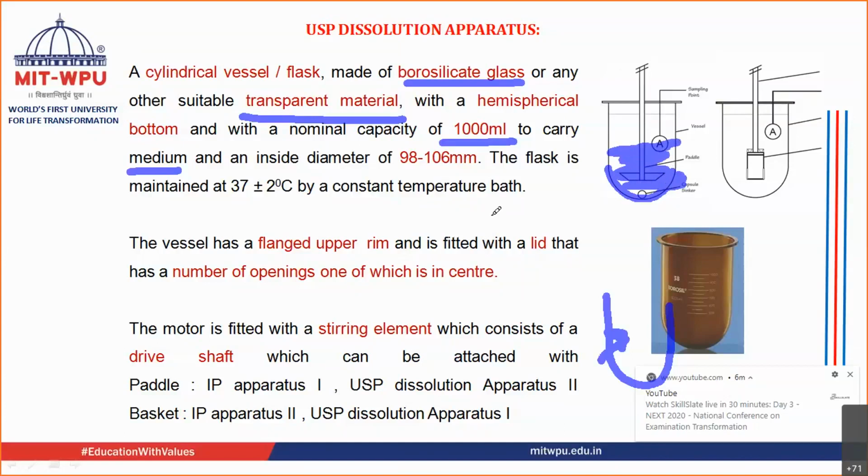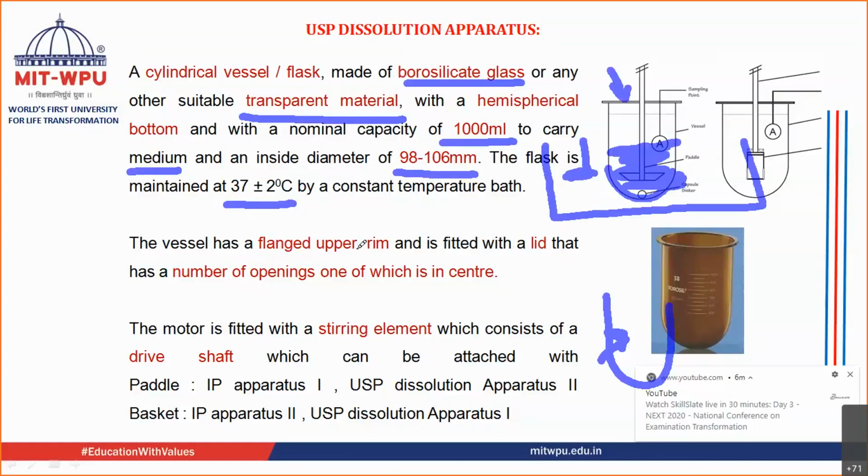How is the inner diameter? The inner diameter of the flask is 98 to 106 mm. This flask is maintained at 37 plus or minus 2 degrees Celsius, because this flask is placed in a water bath. This water bath is heated with heating coils. So you have heating coils over here. These heating coils are going to heat this water bath. You have the dissolution medium that is put over here.